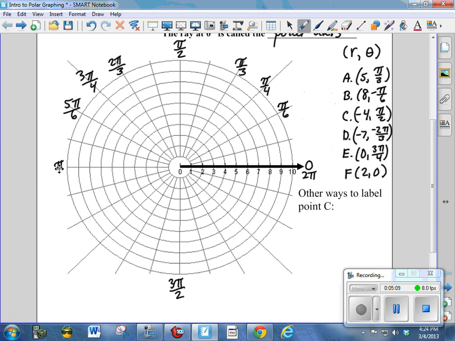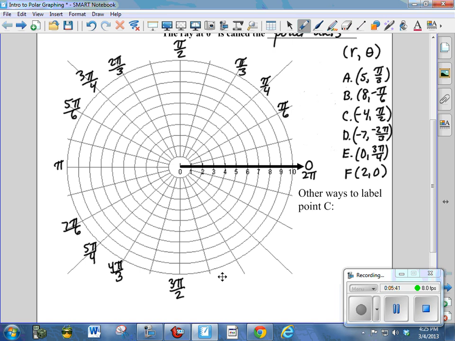Now, if we go into the third quadrant, we are a little more than pi. So when we go another 1/6 pi, we're going pi plus another 1/6, which is 7 pi over 6. So we're at 7 pi over 6. Pi plus another 1/4 is 5 pi over 4. Pi plus another 1/3 is 4 pi over 3. And so notice now we're 7 over 6, 5 over 4, 4 over 3.